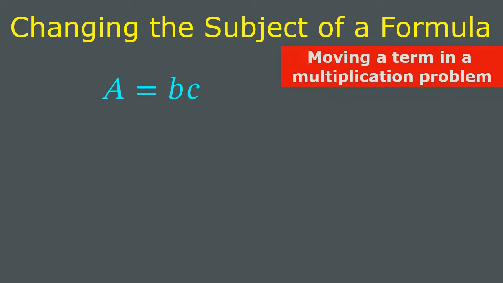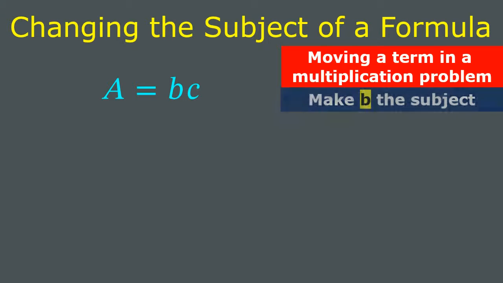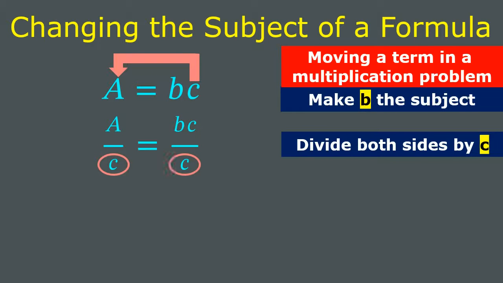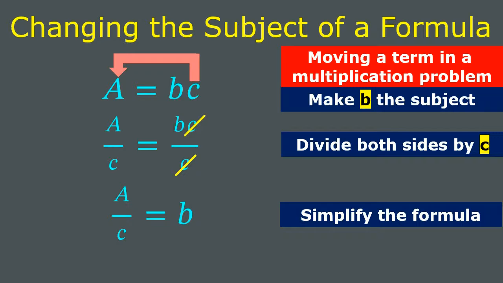In this example, B is multiplied by C. To make B the subject, C needs to move to the other side. To move the C to the other side, you must do the opposite of multiplying, which is dividing. Simplify the formula by cancelling out C over C on the right, leaving B by itself as the subject of the formula. The formula can now be rearranged so that it reads B is equal to A over C.